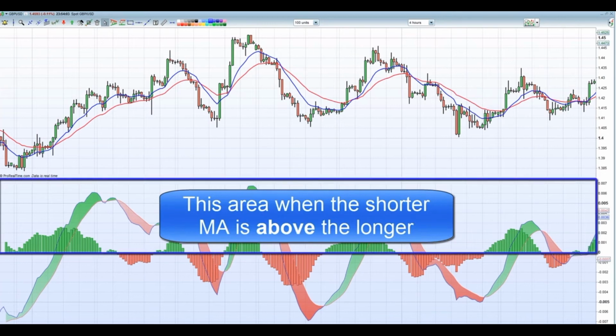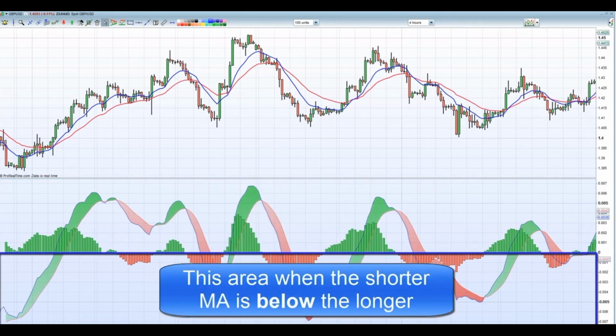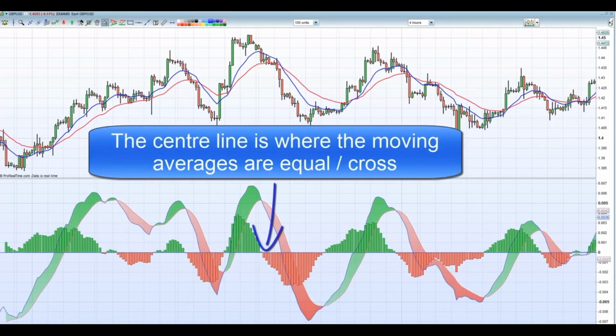When the shorter-term moving average is above the longer-term moving average, this area of the indicator will show activity. When the shorter-term moving average is below the longer-term moving average, this area of the indicator will show activity. The center line, around which the MACD is plotted, indicates where the moving averages are equal, and when the MACD passes through the center line, this indicates the moving averages are crossing.